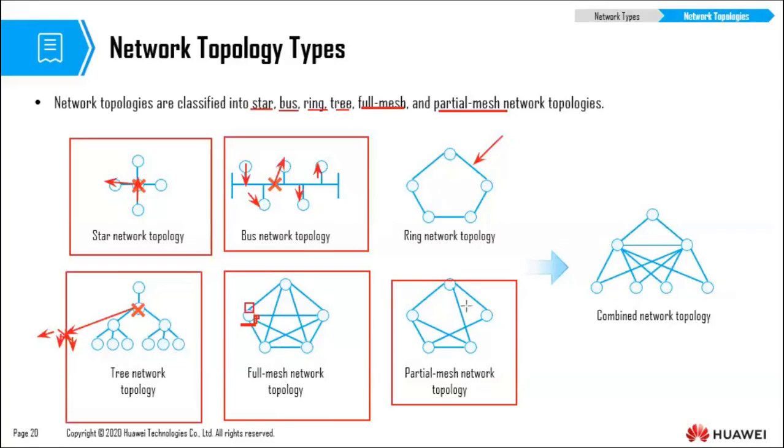Now, in practical applications, we normally combine these topologies in order to combine their advantages and reduce their disadvantages or inadequacies. So if you look at this, which topologies have we combined? The tree network topology and partial mesh. Yes, I can see tree and I can see partial mesh. Is that correct? Yes. Exactly.